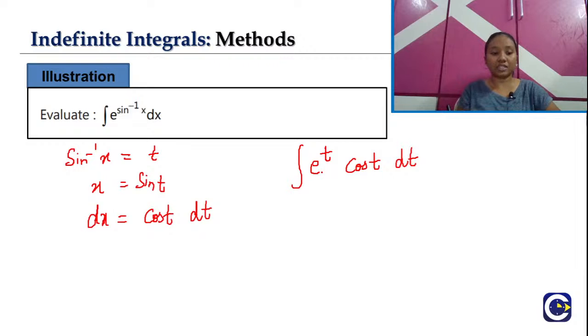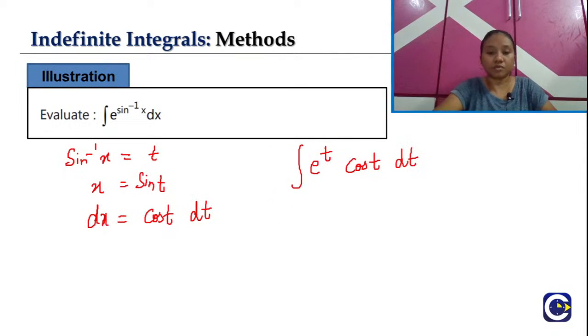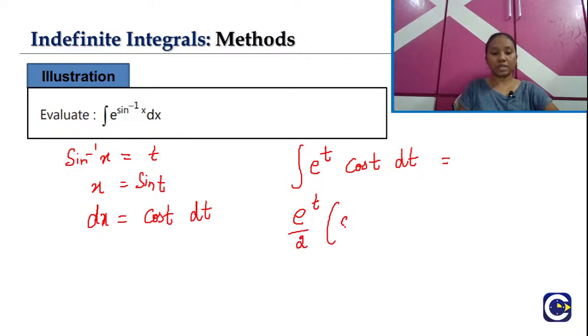If you compare this, just now we have seen our special integrals. This is related to the one where I have e power ax and cos bx, so we can apply that particular formula here and simply find the answer. So this will be e power t divided by 2 into sin t plus cos t, and the constant will be as it is.